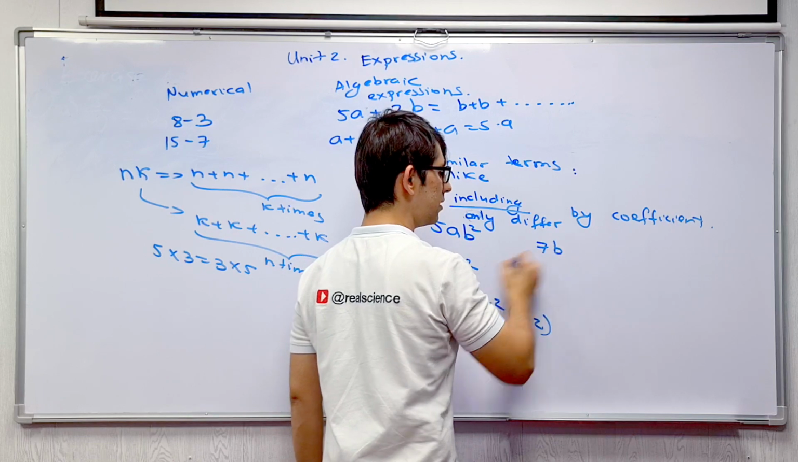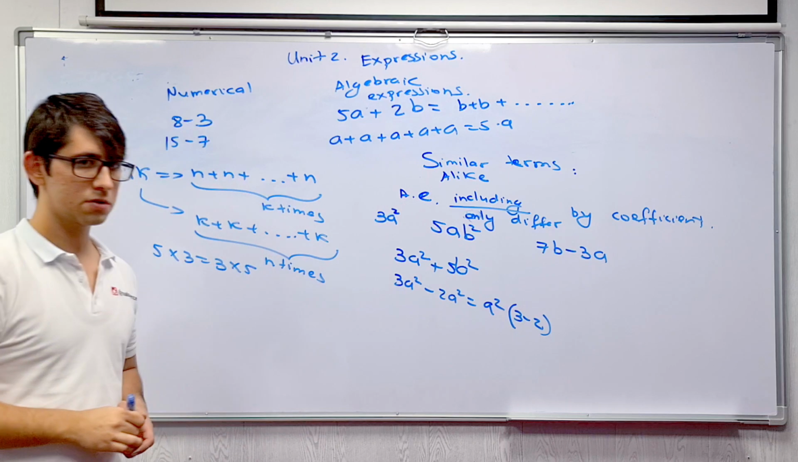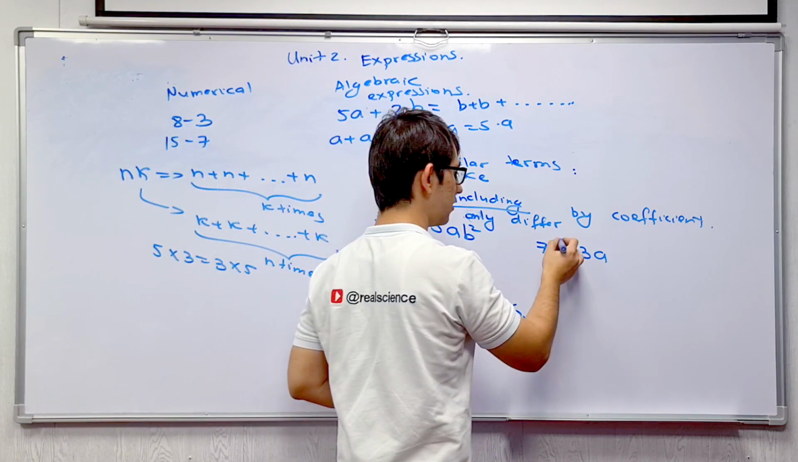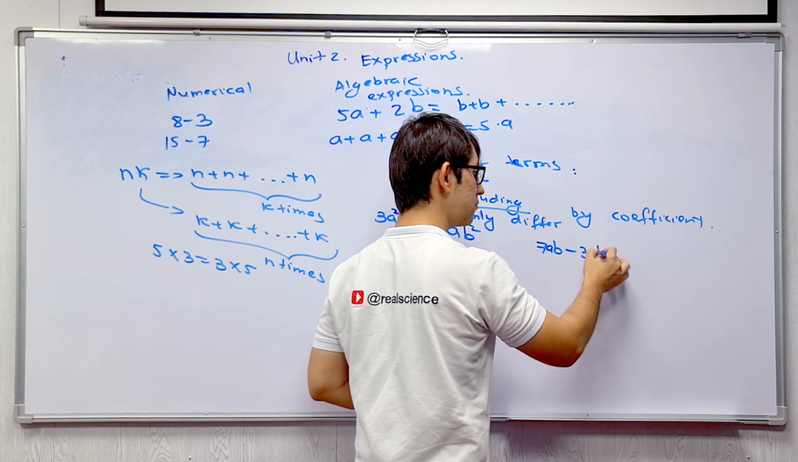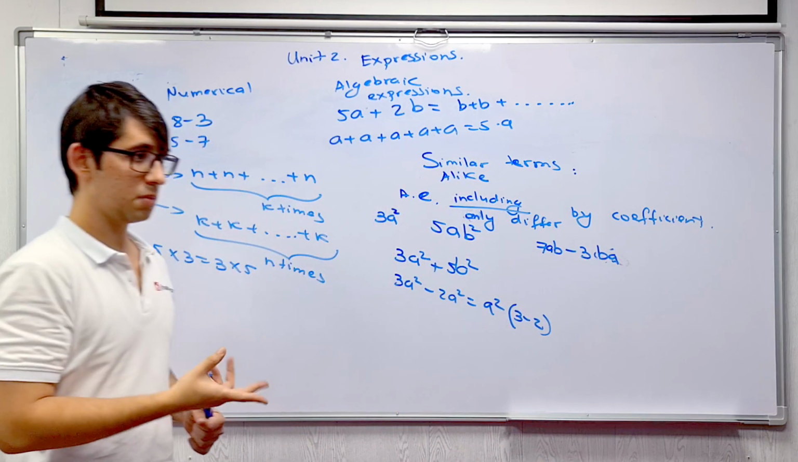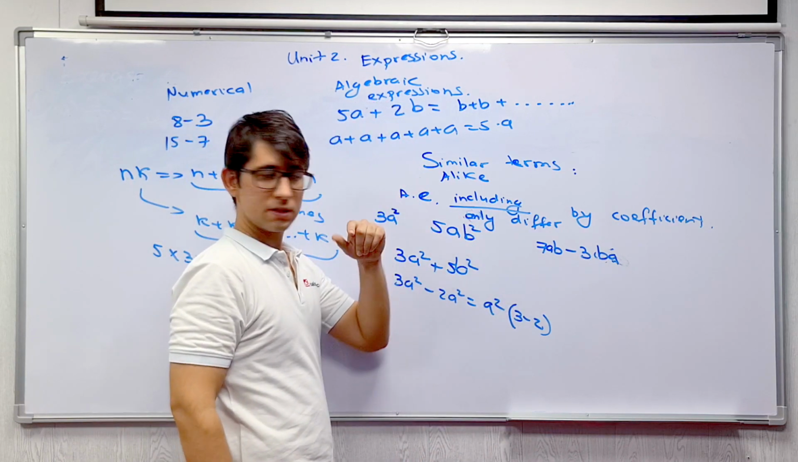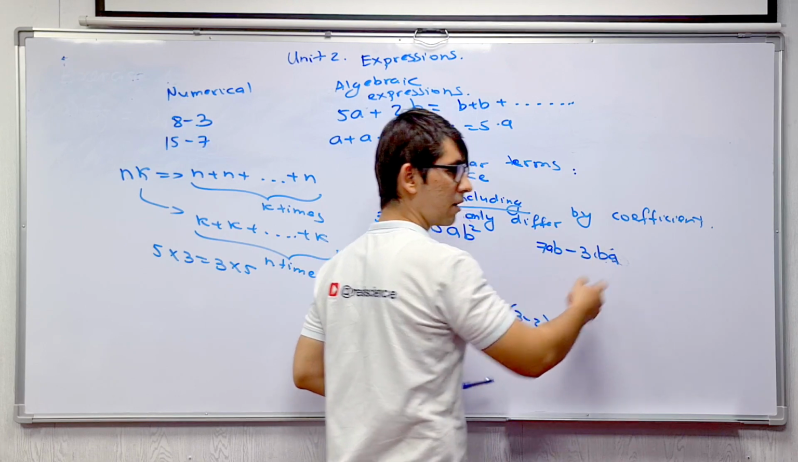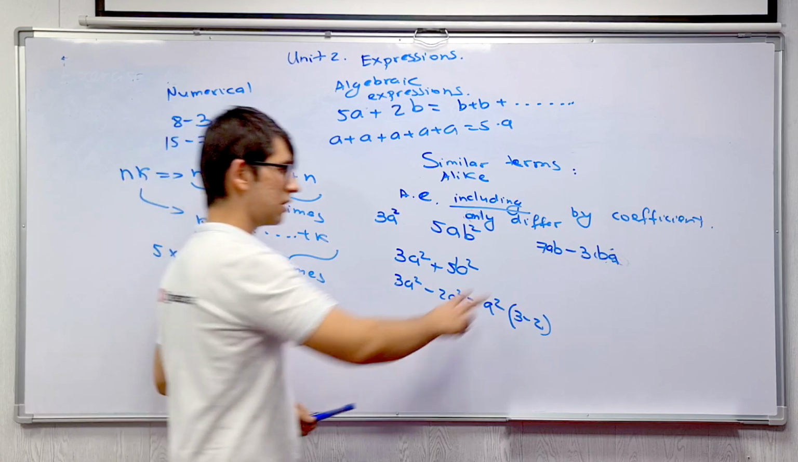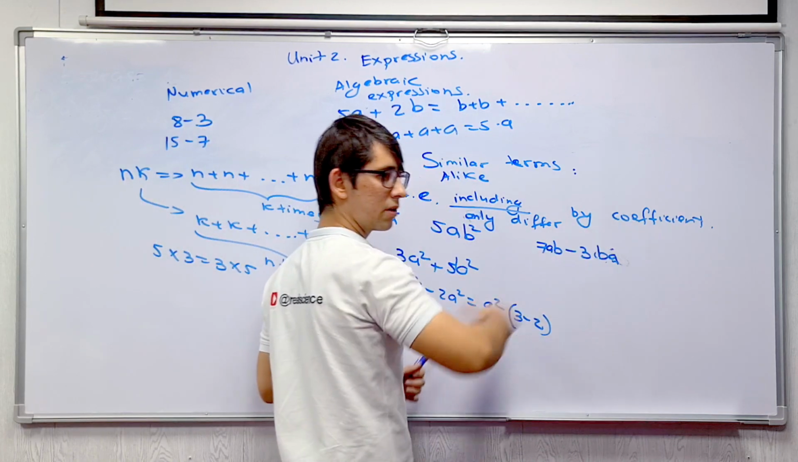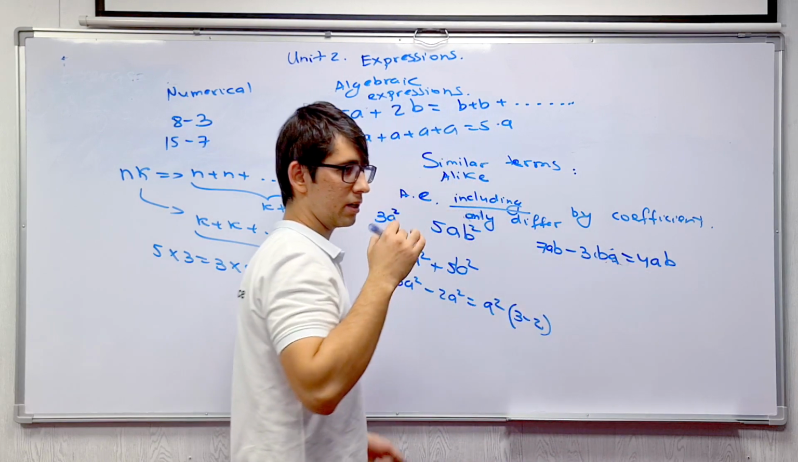So 7b minus 3a. Are they alike terms? No, they are different, right? Let's say here you have ab. Here let's say you have ba. ab, ba. So are they similar? Yes, they are. We have told you that ab and ba are similar, right? They are the same. So 7ab minus 3ba, it means 4 times? ab or ba. It doesn't matter.